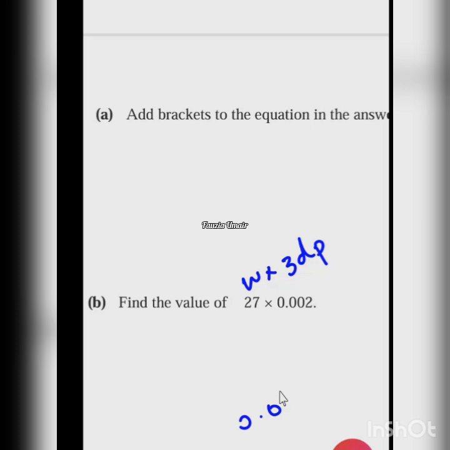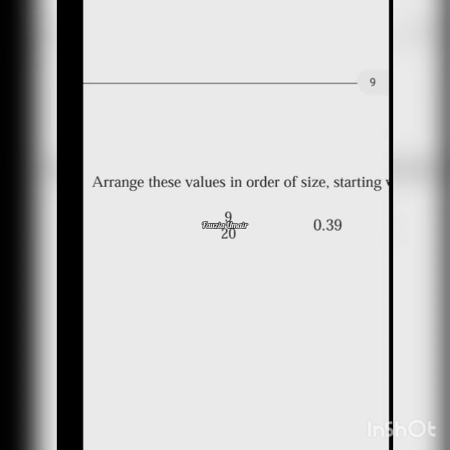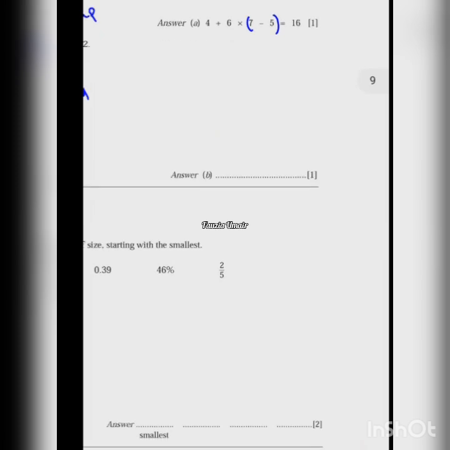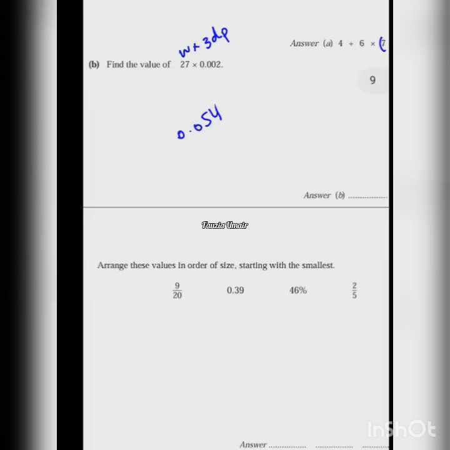If you look at the past papers, similar questions are repeating, and if you practice those questions, that will make you an expert in the paper. Now arrange. This is also a very important question. We will change all of them into the same category. In order of size, starting with the smallest. Fractions are not easy to compare, you know that.